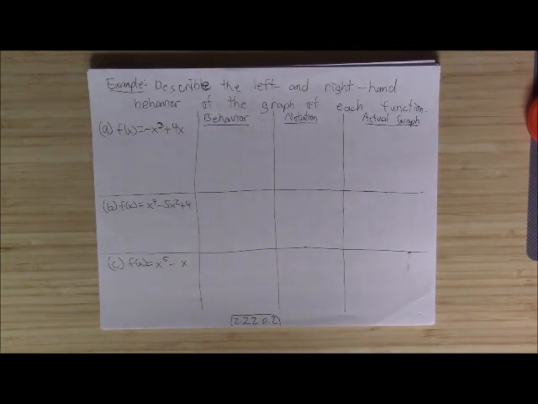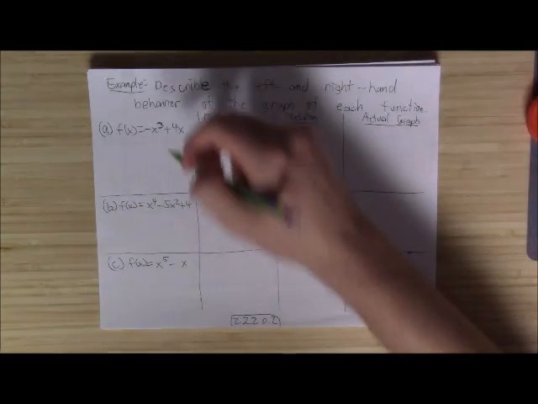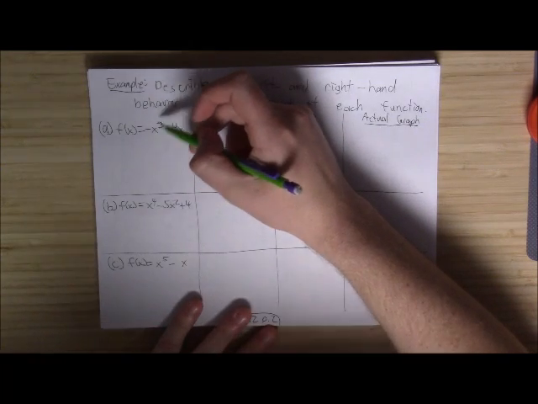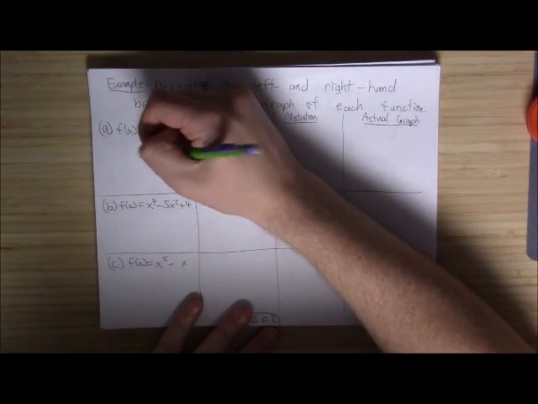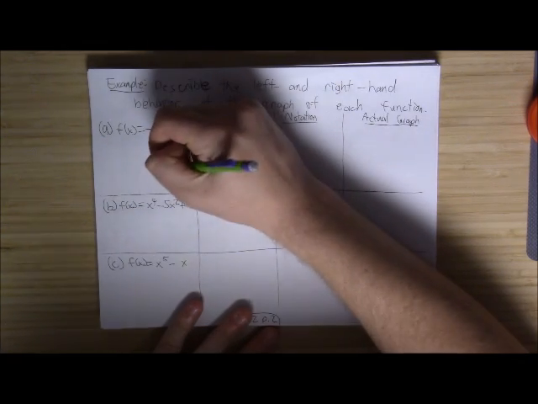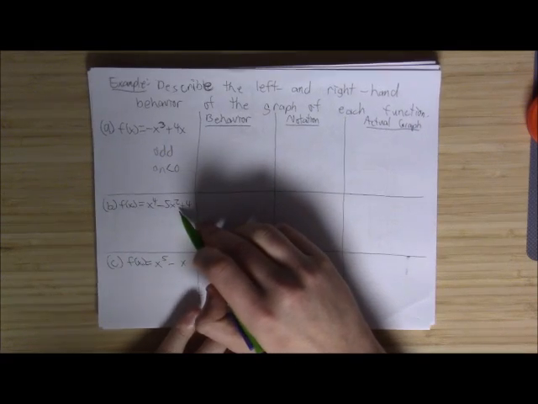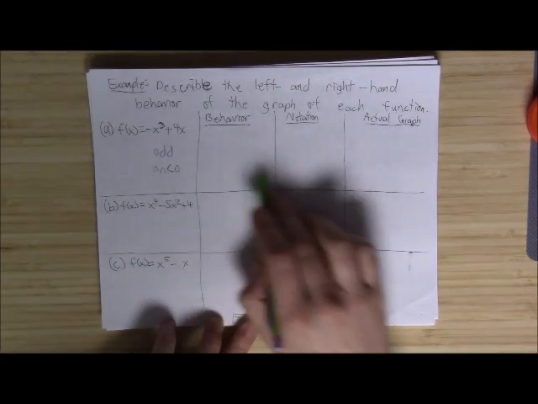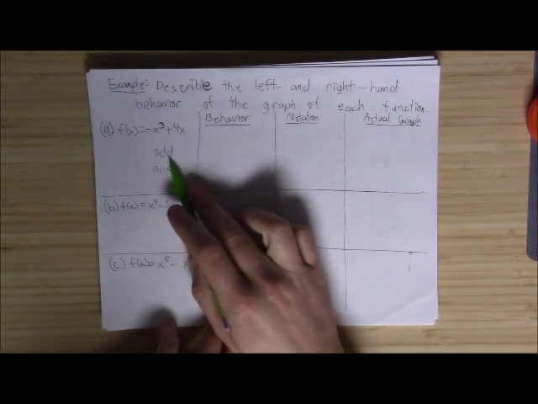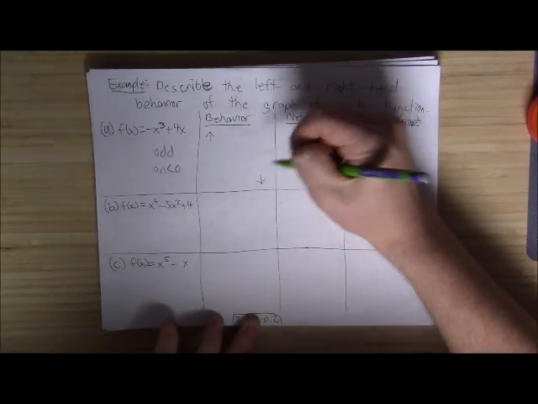So let's do some quick examples. Let's describe the left and right hand behavior of the graph of each of these functions. For this one, we see that we have positive here. It's odd with a_n less than 0. Here we have that, well, let's go ahead and finish this one. That means the behavior would what? Well, that means that it should go up here and down here.